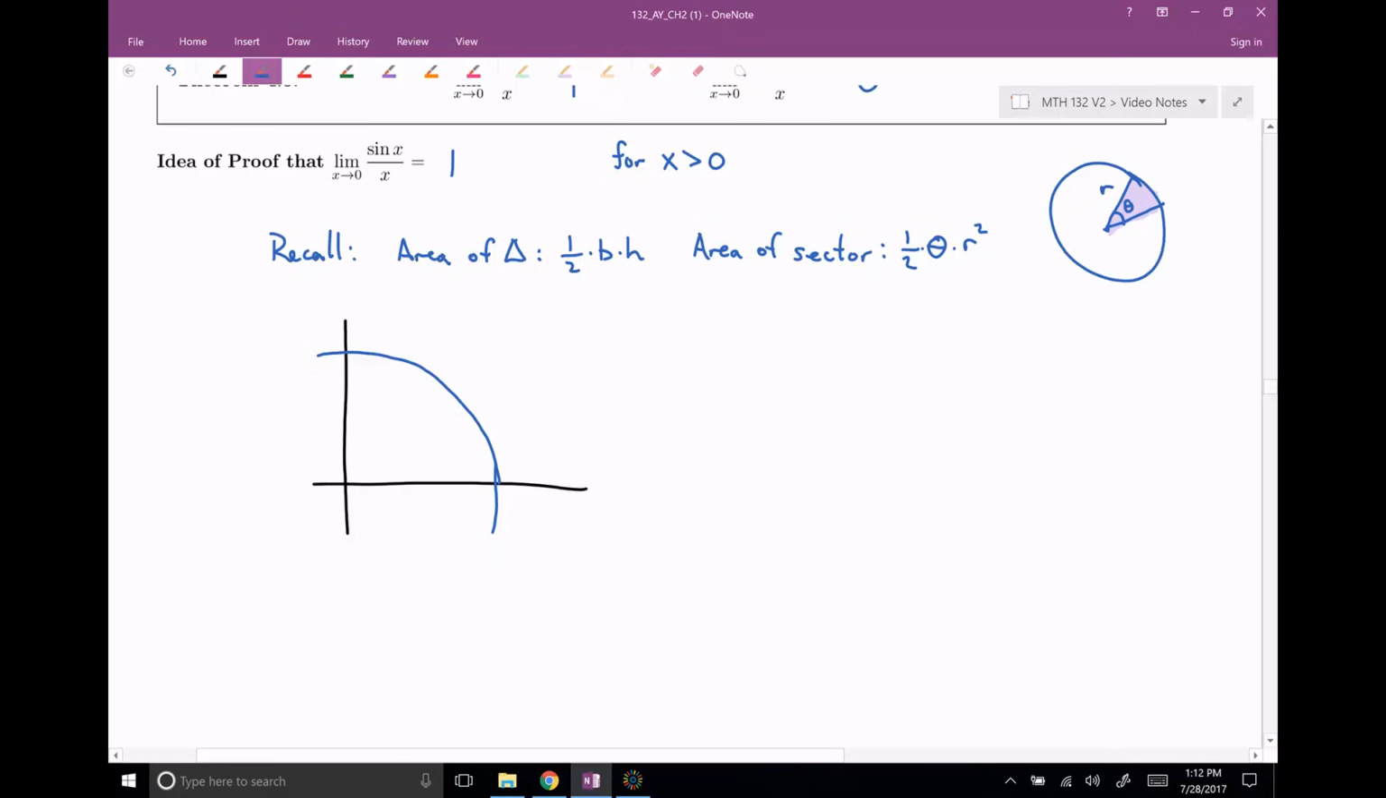And now we're going to be interested in sine of x. That's a big part of this function here, sine of x over x. So let me go ahead and draw a point on the unit circle, and this maybe has angle x.